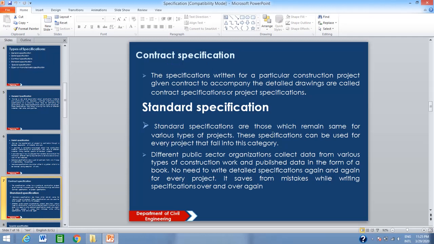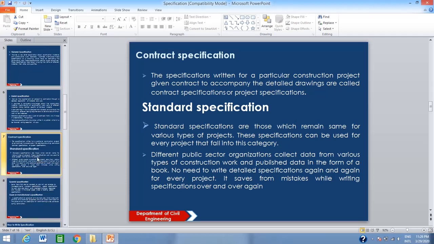Standard specifications are those which remain the same for various types of projects. These specifications can be used for every project that falls in one category. Suppose RC has built a township, then the specification was already specified before. So if they are going to build another, the same building again, the standard specification is already written. There is no need to write the specification again. This is known as the standard specification.